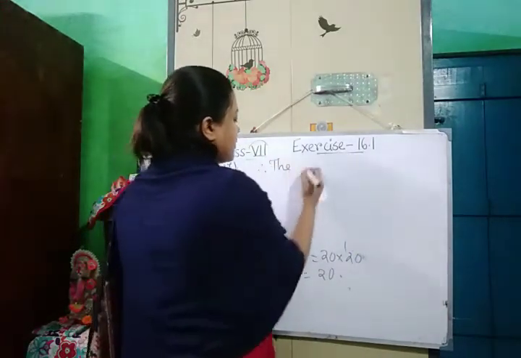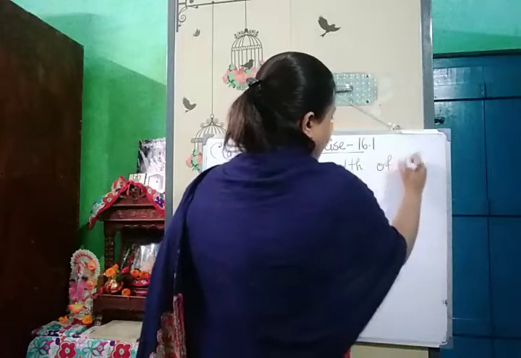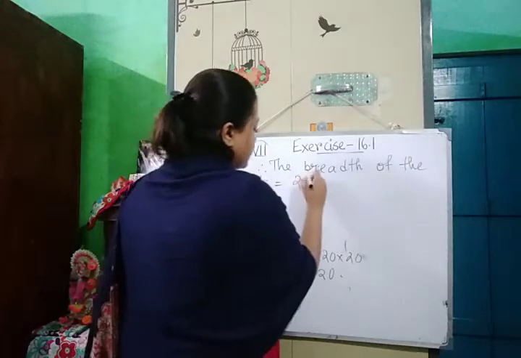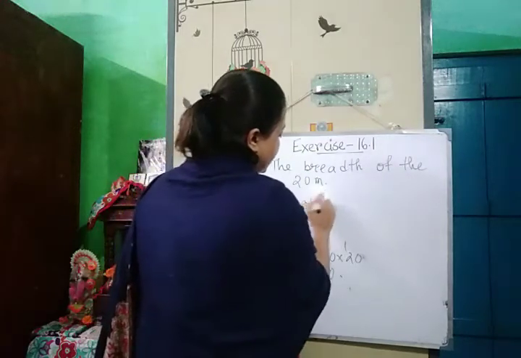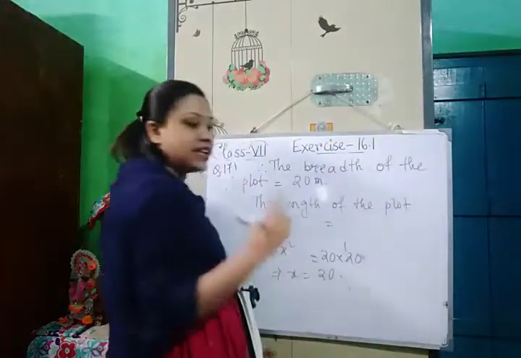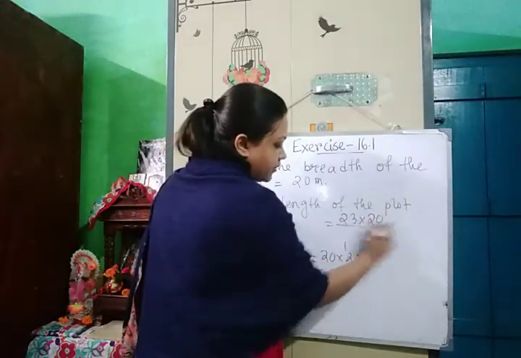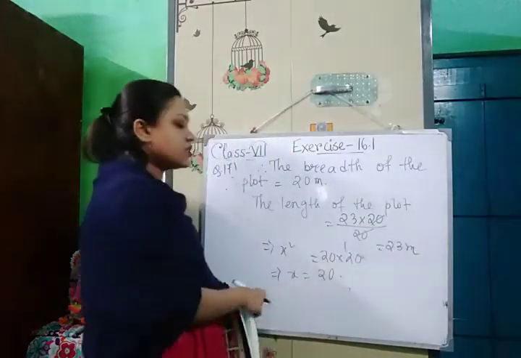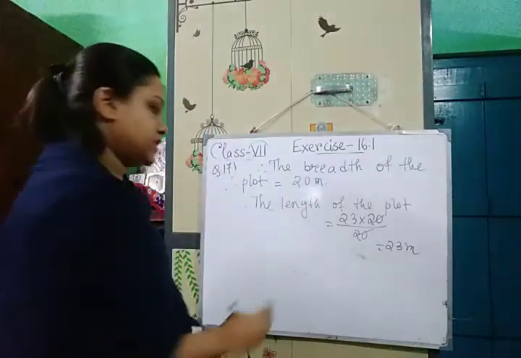Therefore, the breadth of the plot is equal to 20 meter. Now what will be the length of the plot? Length of the plot was 23x by 20. So 23 into x, x means 20, by 20. So 20 cancelled, 23 meter. So the length of the plot is 23 meter and the breadth of the plot is 20 meter.